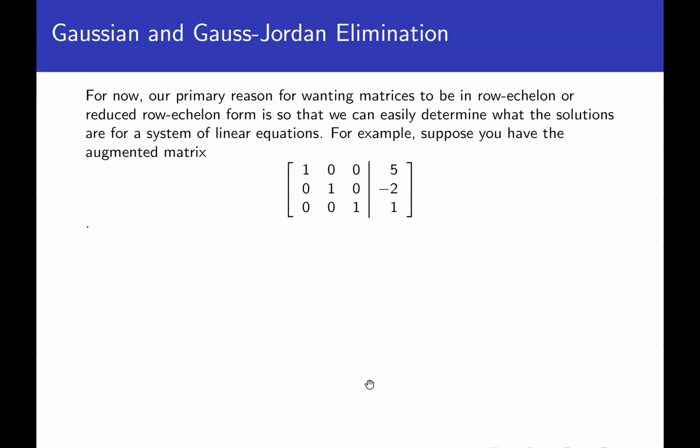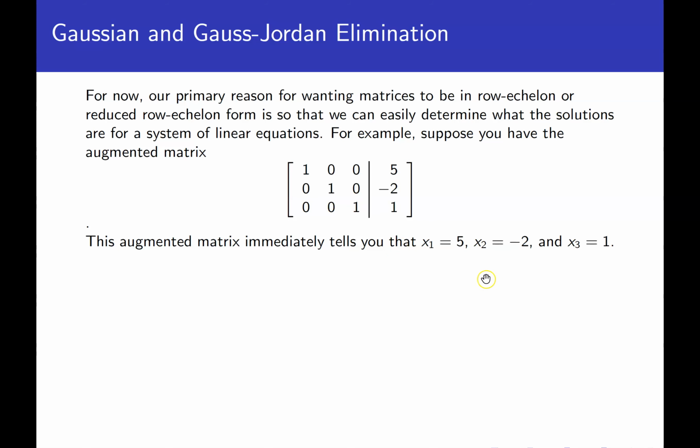All right, so again, the reason why we want to be in reduced row echelon form or row echelon form is so that we can determine solutions to systems of equations. So here's our augmented matrix. Suppose you have this as an augmented matrix. If we convert that back to a system of equations, we see that we have 1x1, 0x2, 0x3 equals 5, or x1 equals 5. This one says that x2 equals -2. This one says that x3 equals 1. So notice this is in reduced row echelon form, and I can just read the solution right off. That's one of the reasons why we like the reduced row echelon form.